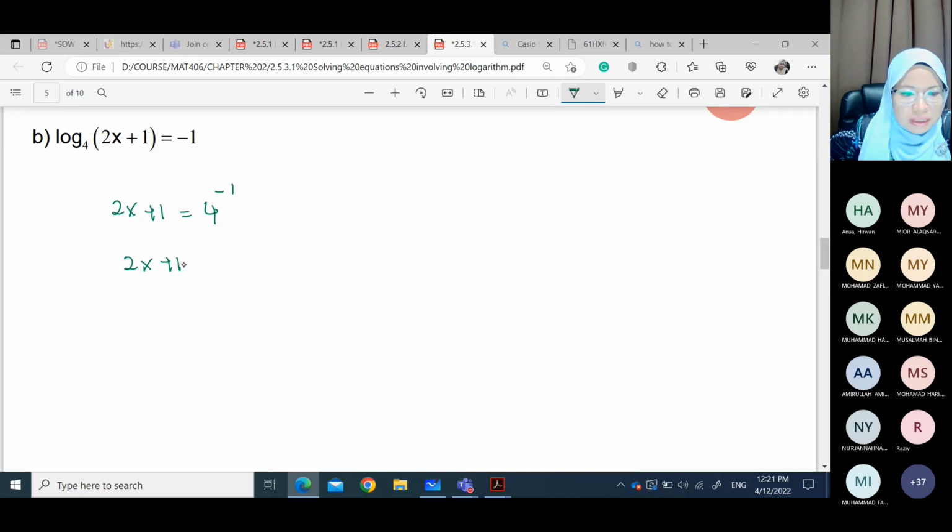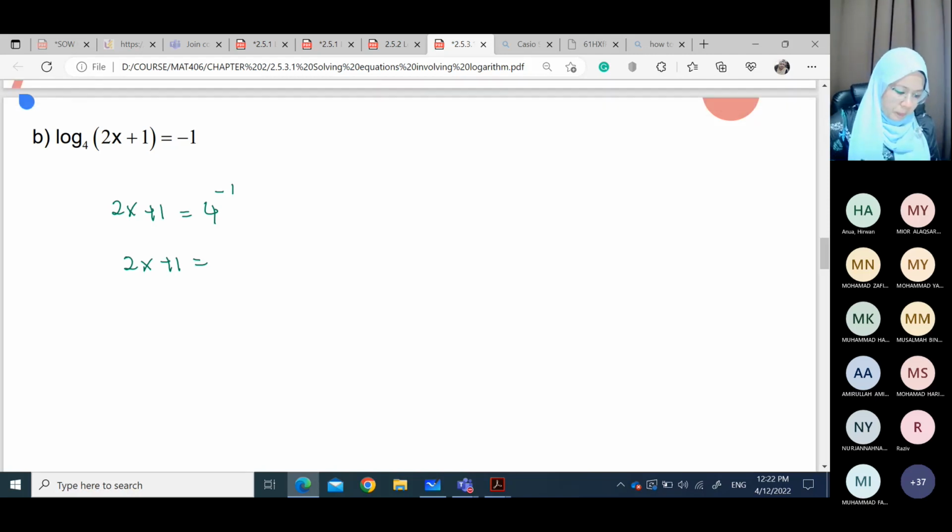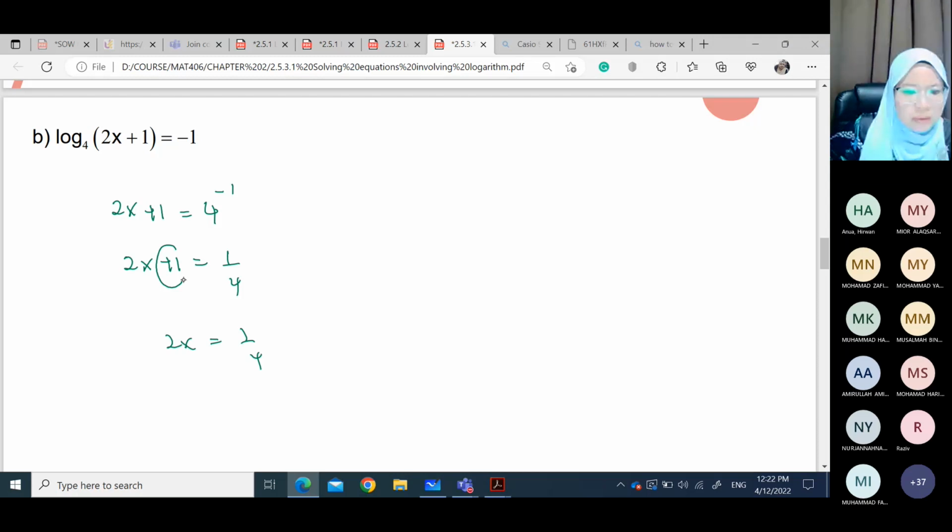We have 2x plus 1 equals to 4 to the power of negative 1. Actually sama dengan 1 per 4 kuasa 1 lah kan, tapi we just boleh guna direct. Then we have 1 over 4. Okay, so 2x equals to 1 over 4. So this plus 1, we bring to the other side. Then we have negative at sini. So 1 over 4 minus 1, kita dapat negative 3 over 4.